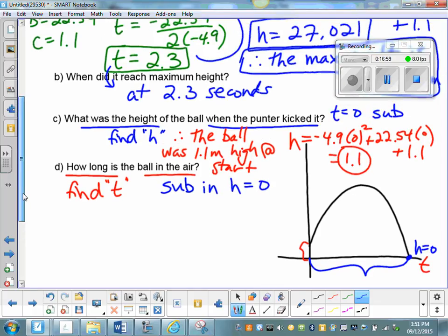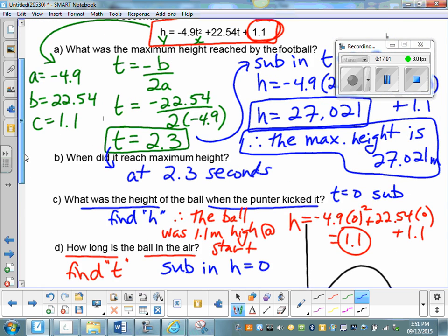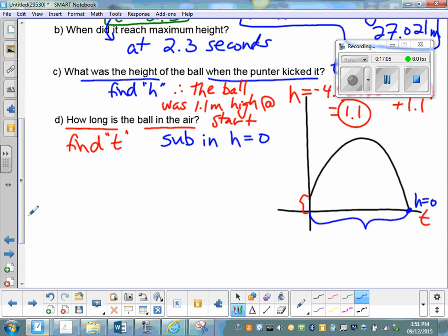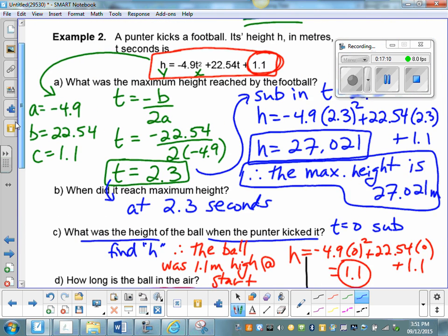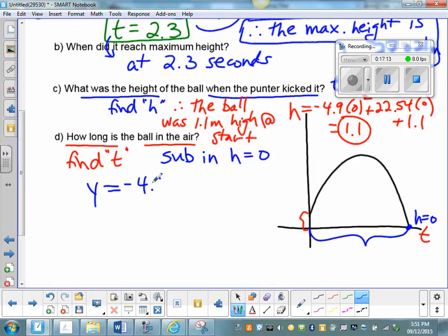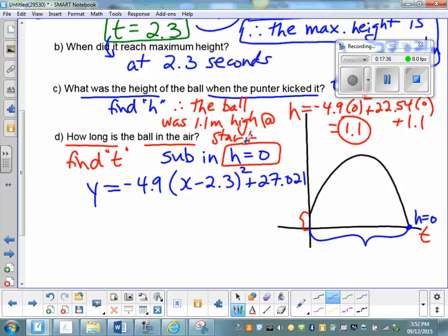So now the equation is going to look like this. And we're going to use the vertex form of this. So I should have done this up above, but if I write this in vertex form, remember the negative 4.9 goes at the start, whether it's in vertex form or not. And in the bracket, it's going to be x minus 2.3 squared, and then the maximum height was 27.021. So that's what the equation looks like. Now I'm going to sub 0 in for h. Remember, this is h over here where the y was.